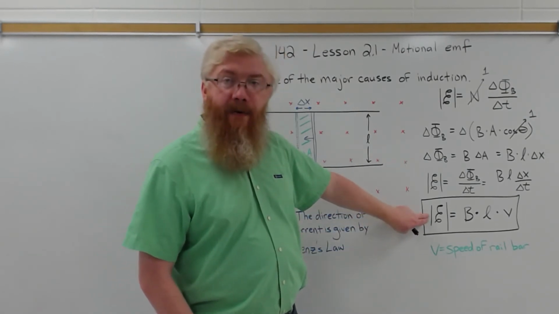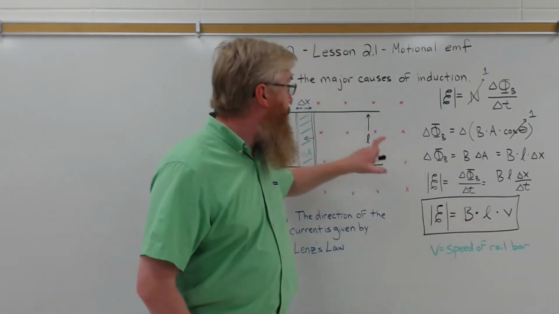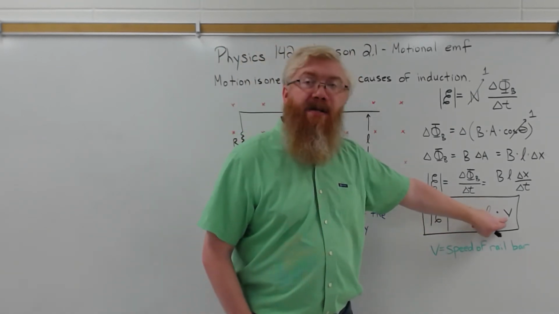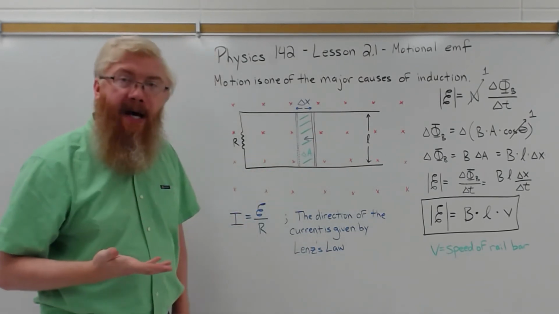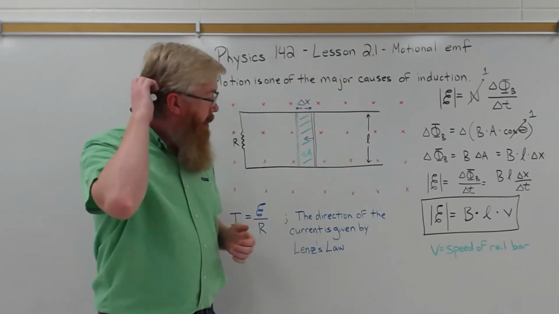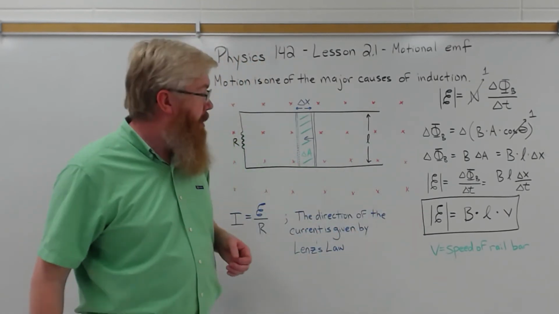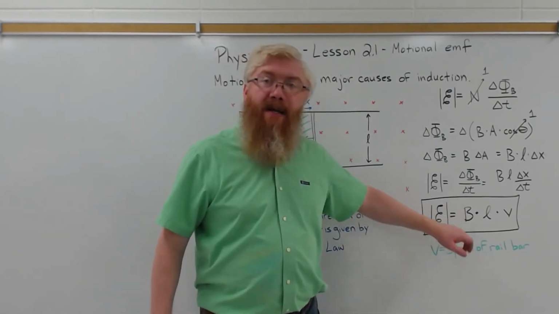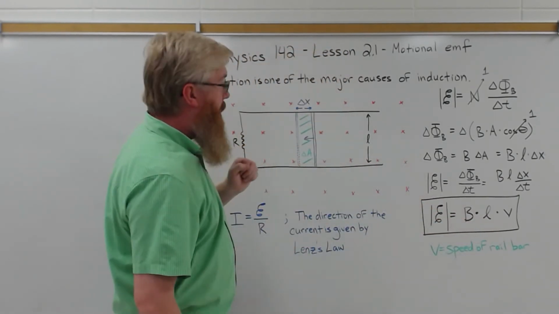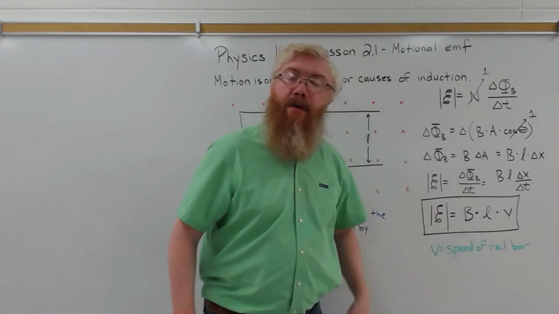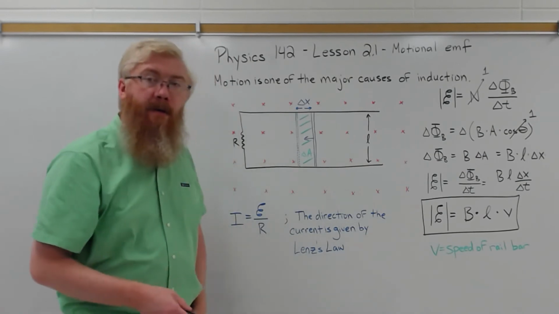So the EMF that's generated depends upon the magnetic field strength. It depends on the length or the separation of the two rails, and it depends on the velocity of this blue rail, the bar attaching the two rails, so the rail bar. So if you want to generate a strong EMF, a strong voltage in the circuit, you need a strong magnetic field, you need the bars separated by a large distance, and you need to move the blue bar or the rail bar rapidly. If you don't move the blue bar, the area doesn't change.